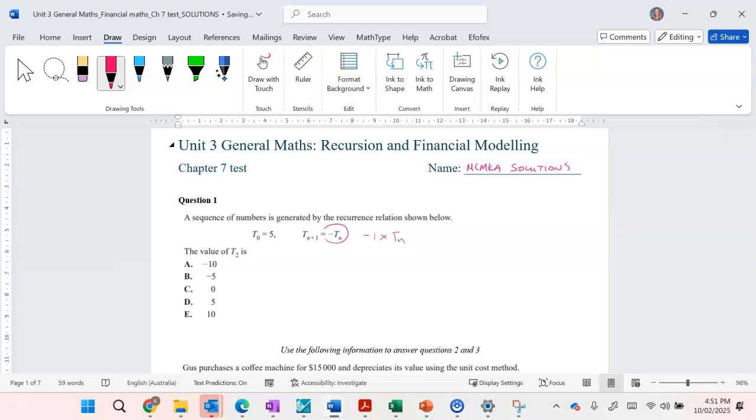All right, so the value of T2. So we've got T0 equals 5. T1, we're just multiplying that by a negative, so it's going to be negative 5. And then to get T2, we're multiplying negative 5 by negative 1, so we're going to get 5 again. So basically, your pattern is going to be 5, negative 5, 5, negative 5, and so on. So our answer to that one is D.